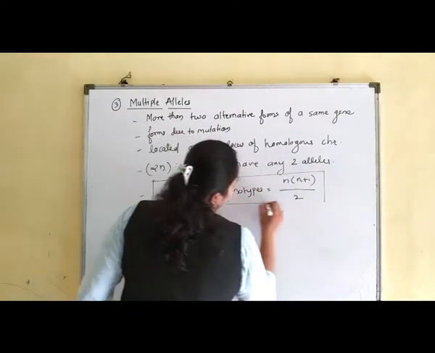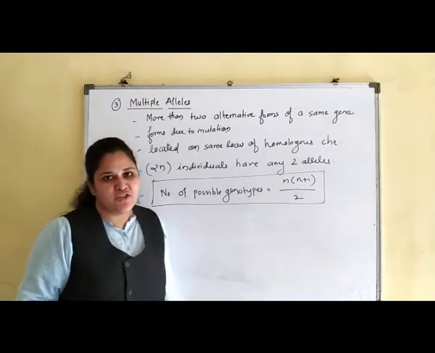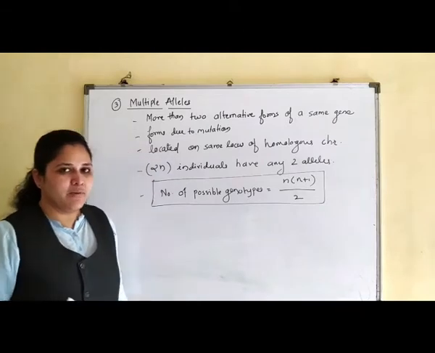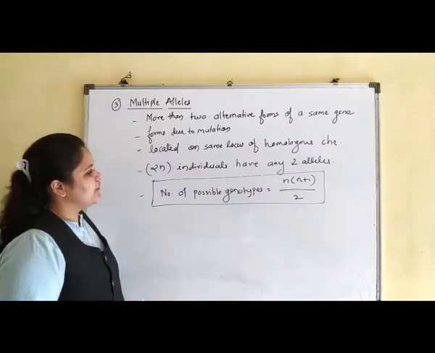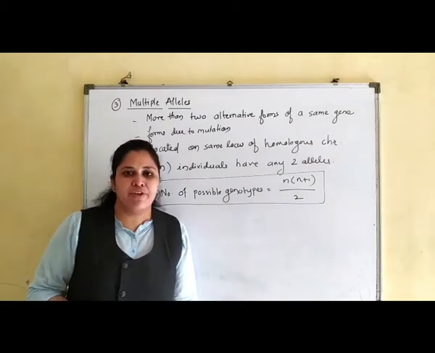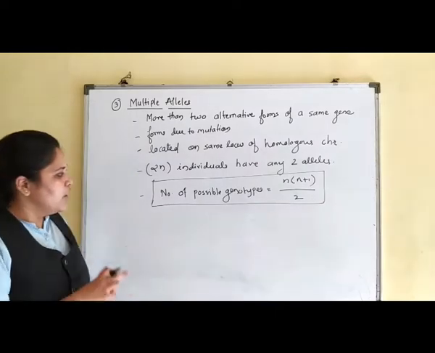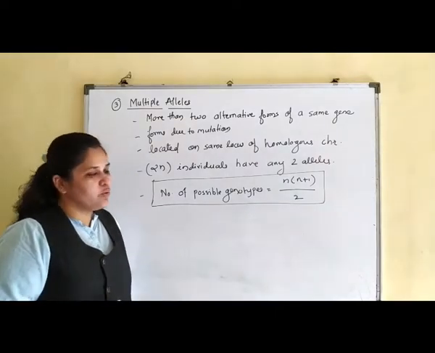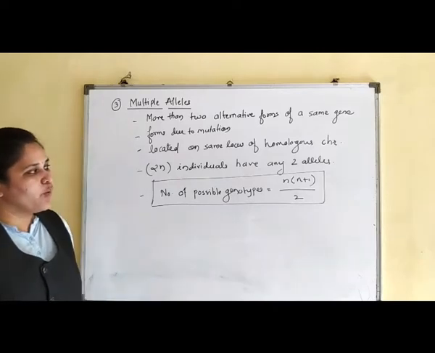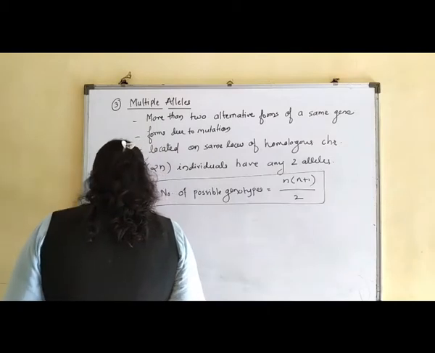As I told you, this is the exception for Mendelism, where one gene has more than 2 alleles. So a question can come like this in case of multiple allelism: suppose one gene has 10 different alleles, then how many possible genotypes are possible? For that, there is a formula which we can use, that is n into bracket n plus 1 upon 2. Fine. This formula you can use for this.